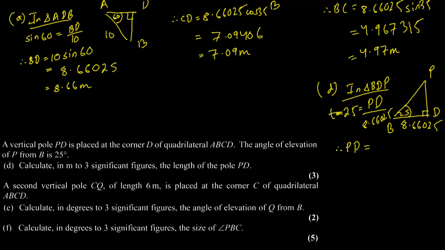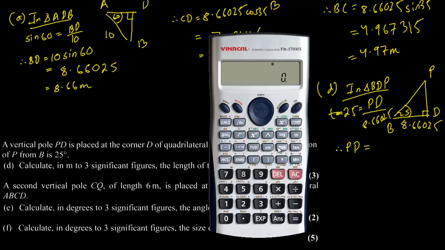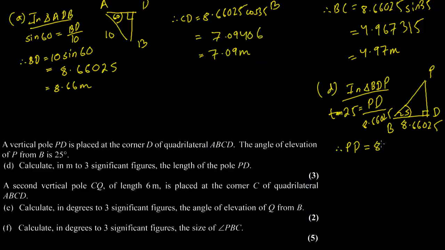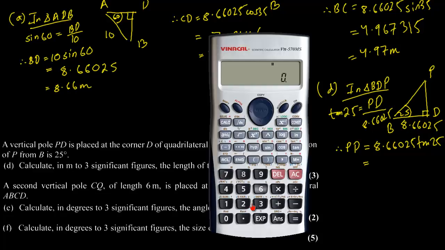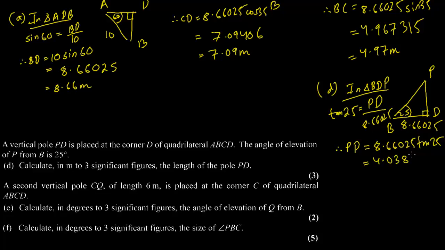Therefore PD equals 8.66025 tan 25. Remember to write this number before the trigonometric ratio. So 8.66025 times tan 25. This is 4.0383. Up to 3 significant figure, 4.04 meter is the answer.